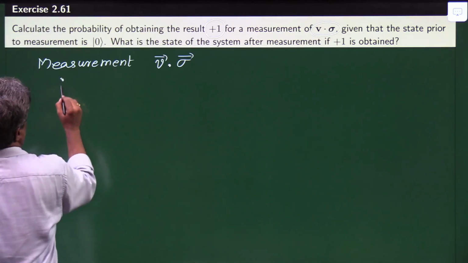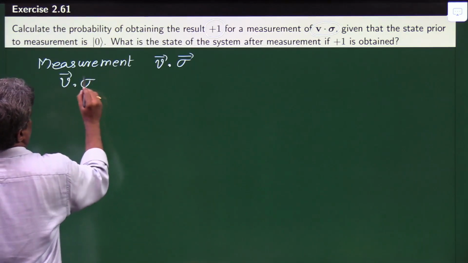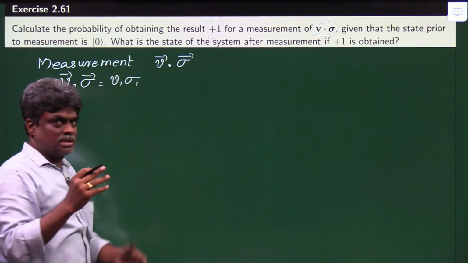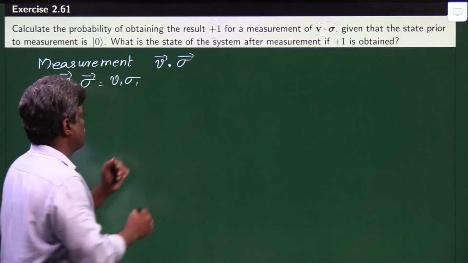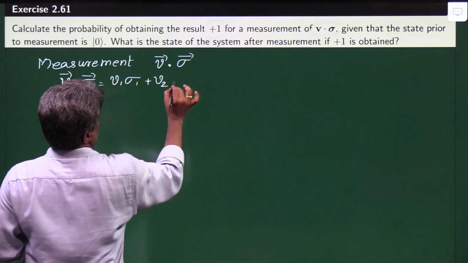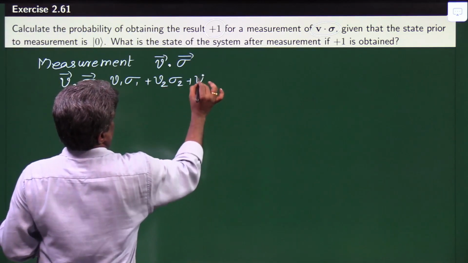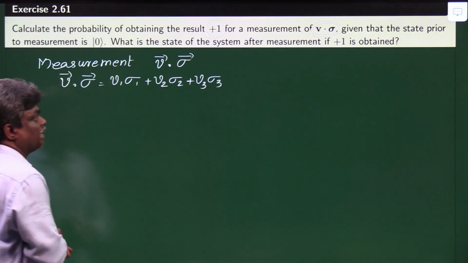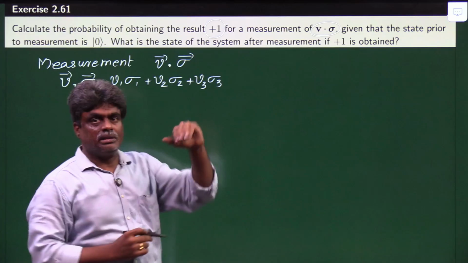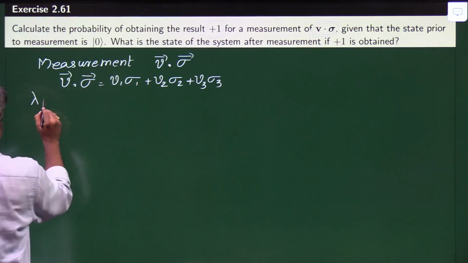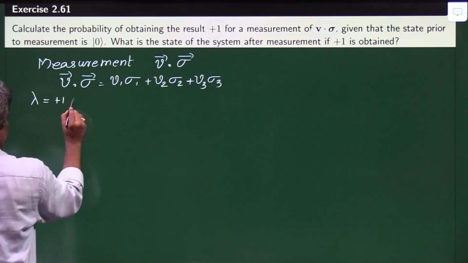Of course, V bar dot sigma bar can be written as V1 sigma 1 plus V2 sigma 2 plus V3 sigma 3. Here sigma 1, sigma 2, sigma 3 mean the Pauli spin matrices sigma x, sigma y, sigma z. Okay, fine. And after that, we need to get the measured value as plus 1. So that means here lambda equals plus 1.